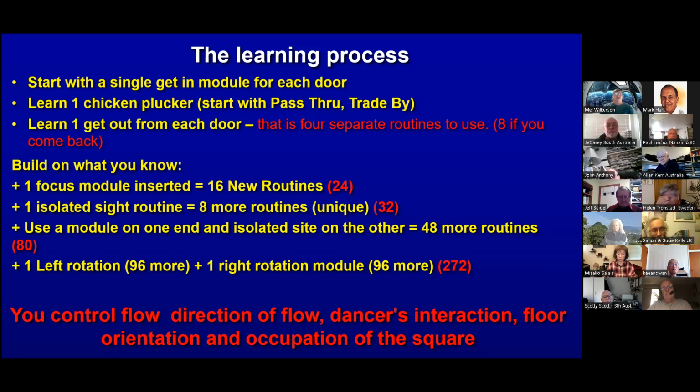Now, if you know a left rotation and one right rotation for each, that's 96 more. That's 272 modular sequences that I can do using swing through, spin the top, and a right or left rotation. Still using swing through, spin the top, adding one isolated sight for each box.